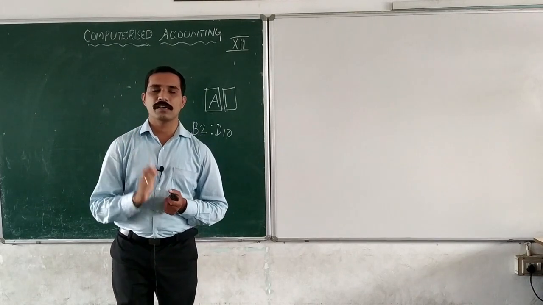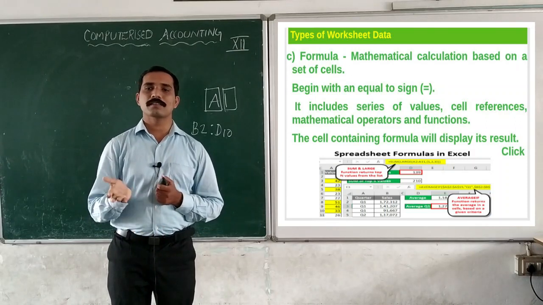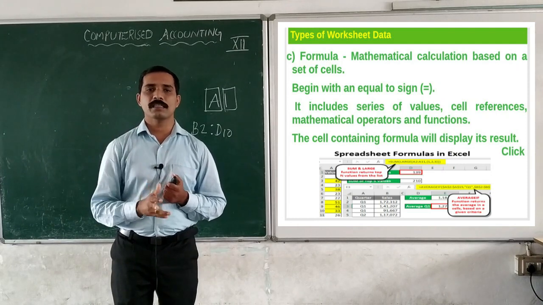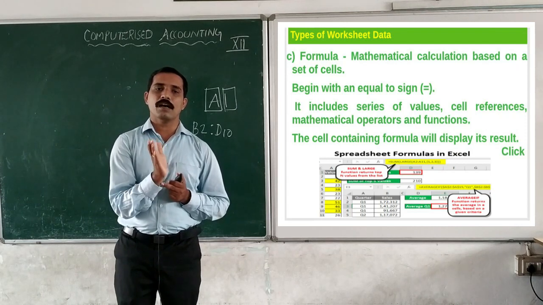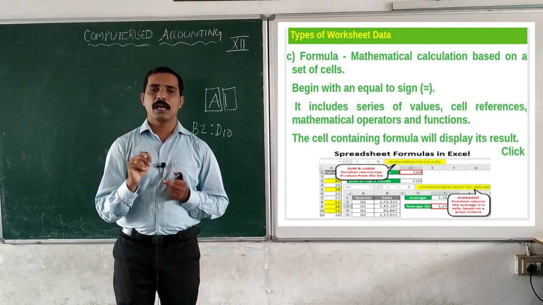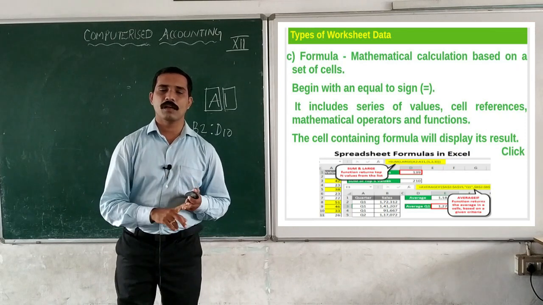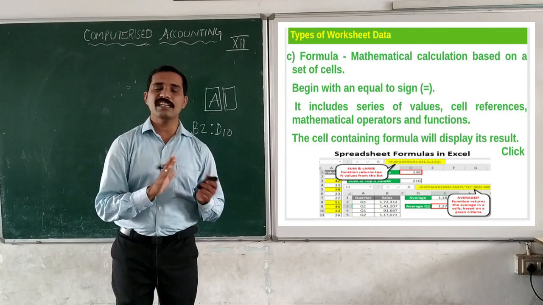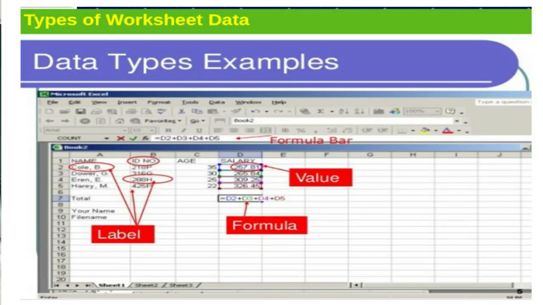The types of worksheet data, that is formula. So, mathematical calculation based on a set of cells. That is the use of formula. A formula always begins with the equal sign. It includes values, cell references, mathematical operations and functions. The cell containing the formula will display its result. Okay, actually these are the data type examples.